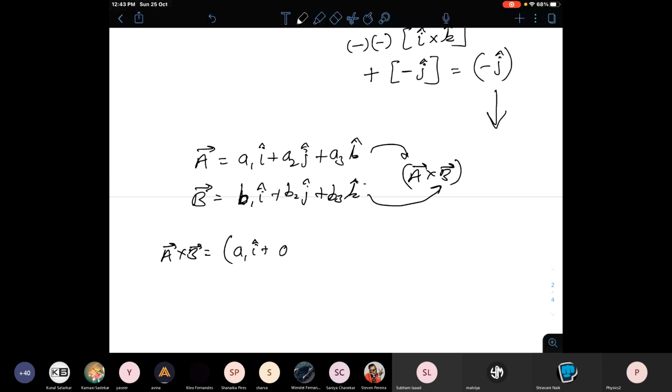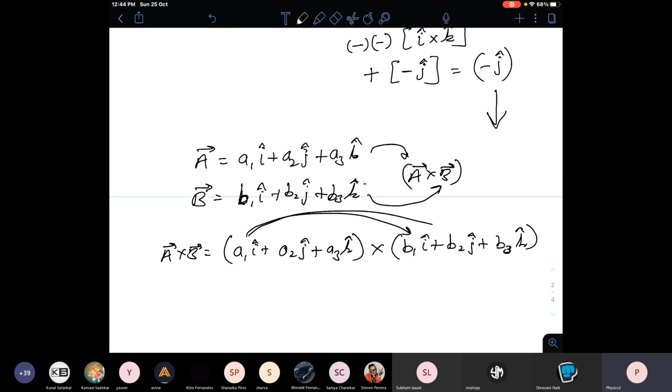A1 I cap plus A2 J cap plus A3 K cap cross B1 I cap plus B2 J cap plus B3 K cap. Again the distributive law of multiplication will be applicable over here, like we did in dot product. You remember this, that all the terms are multiplied with each other. So A1 I cap will be cross multiplied with this, this, and this. Similarly, A2 J cap will be multiplied by this, this, this. Similarly, A3 K cap will be multiplied with all the three terms.